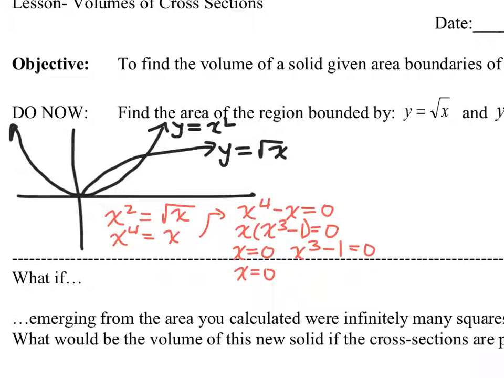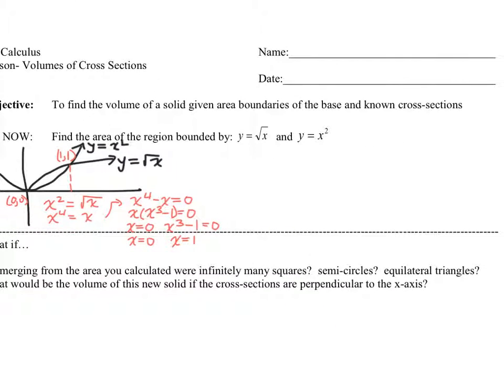Now, x cubed minus 1 equals 0, that's factorable, but we do know an obvious solution from that would be x equals 1. And we're definitely interested in obvious here. So the points are (1, 1) and (0, 0). So I would need to integrate the difference between the square root of x and x squared over the interval of 0 to 1.